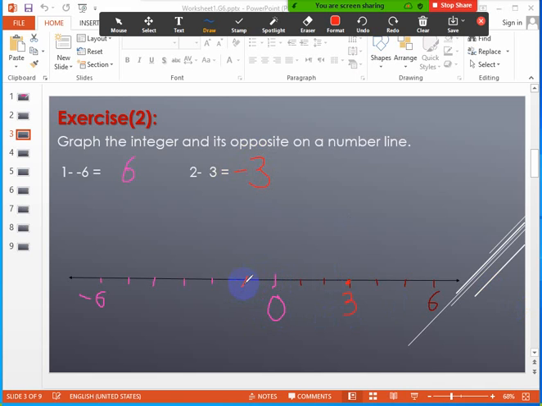Very good, Tolin. On the left side of 0. This is 1, -1, -2, -3. This is -3. Thank you, Tolin.